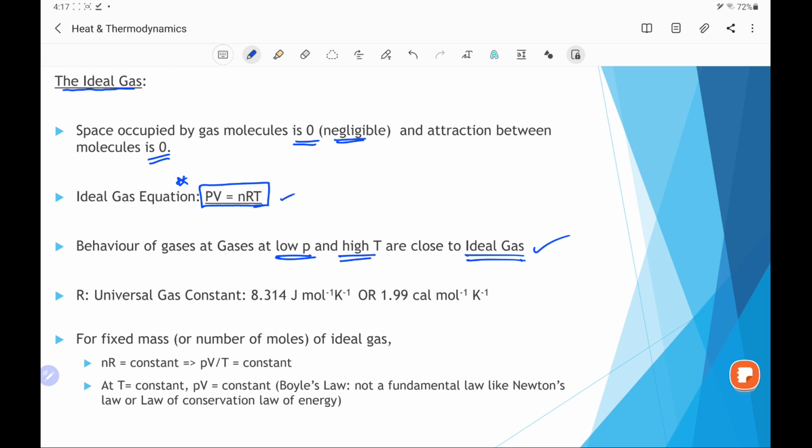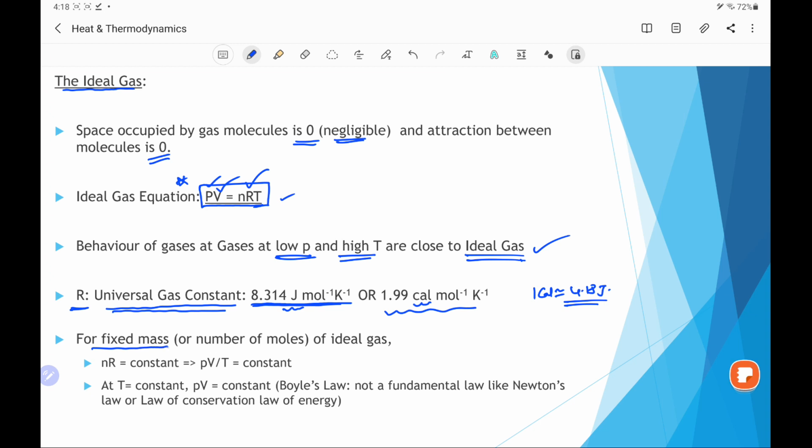Here P is the pressure, V is the volume, and R is the ideal gas constant. This R is the universal gas constant. That means it is the same for all gases and its value is 8.314 joule per mole per Kelvin. And if we convert this joule into calorie, it comes to 1.99 calorie per mole per Kelvin. As we know, 1 calorie is approximately equal to 4.18 joule. Using this conversion we can calculate that 8.314 joule per mole per Kelvin is equal to 1.99 calorie per mole per Kelvin.